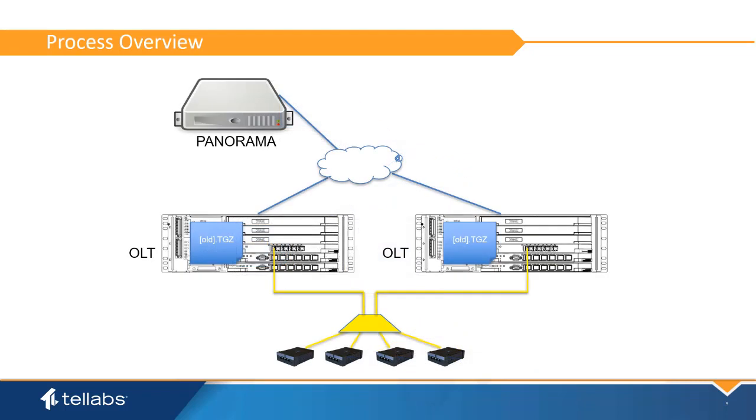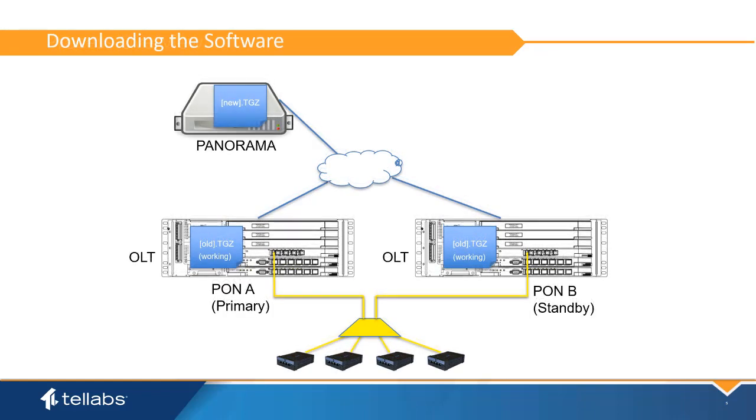When provisioning PON protection groups across two OLTs, the PON A port is considered the primary and the default for normal operation. PON B is the standby PON interface. For the purposes of this video, the OLT containing the PON A designation will be called the primary OLT. The other will be called the standby OLT.